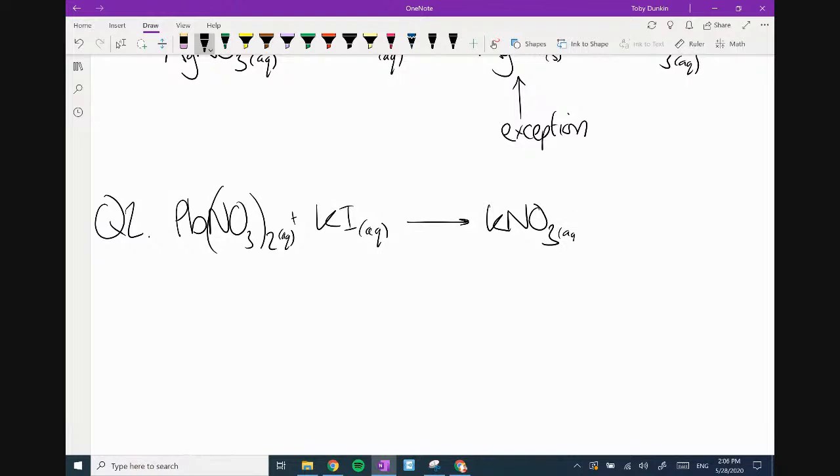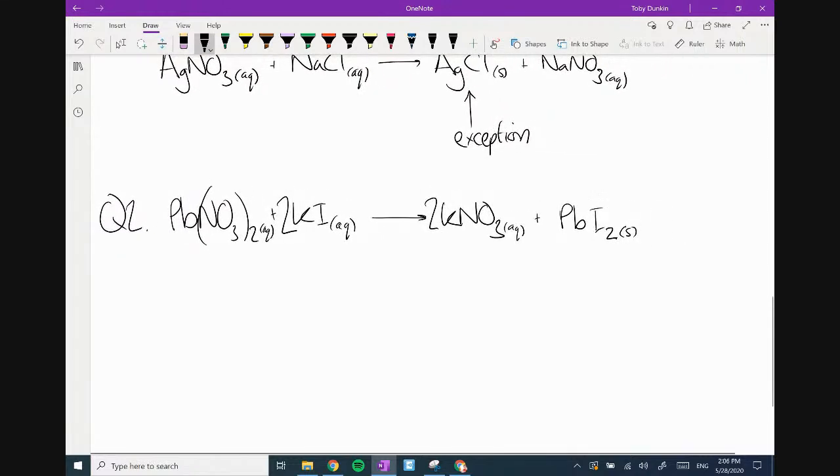Aqueous. But we're now going to get lead iodide. So that's the problem. We're going to need a 2 there. I think I'm done. Okay. And this one's now a solid. Lead is in PMS and it's group 7 and the sulfates. So this one now is the exception.